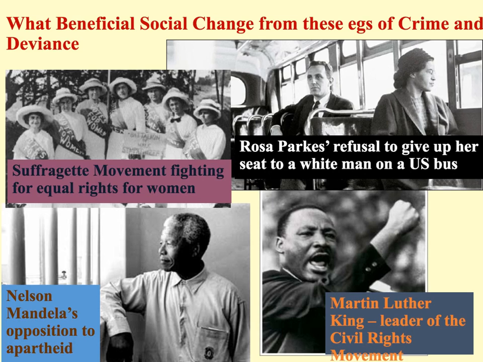Nelson Mandela was opposed to apartheid, the separation of black people and white people in South Africa. And Martin Luther King was the leader of the civil rights movement in America. So please annotate what beneficial, and we can really say this is beneficial, social change has come from these different examples of crime and deviance. Remember, Nelson Mandela went to jail, and Martin Luther King was seen as deviant. He didn't ever actually go to jail.